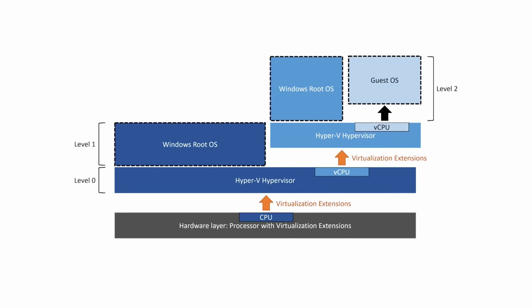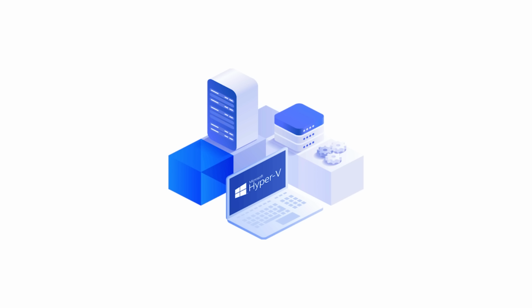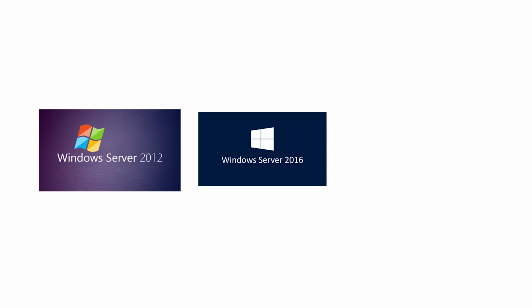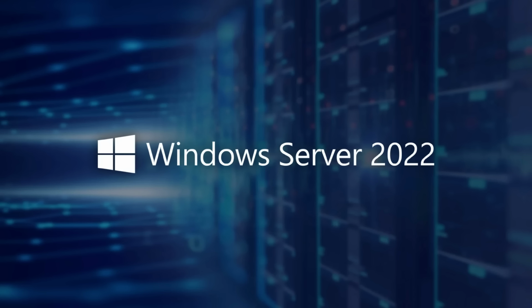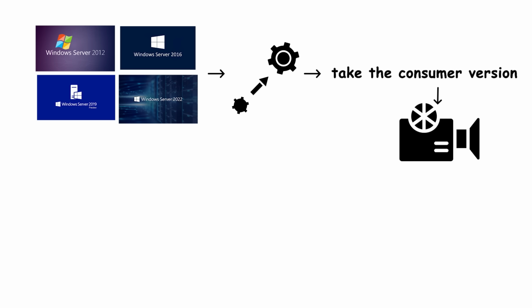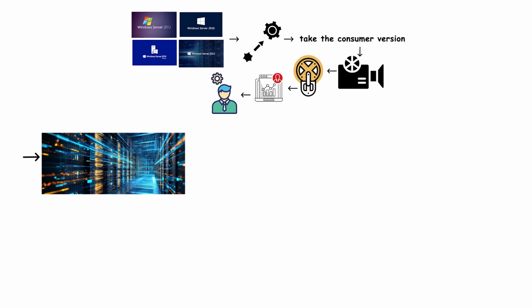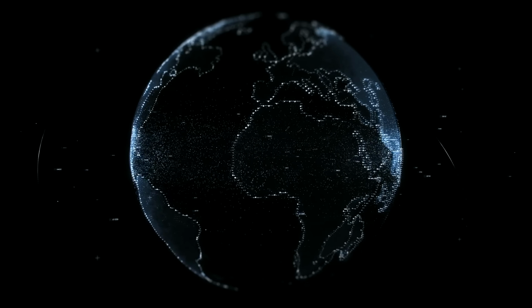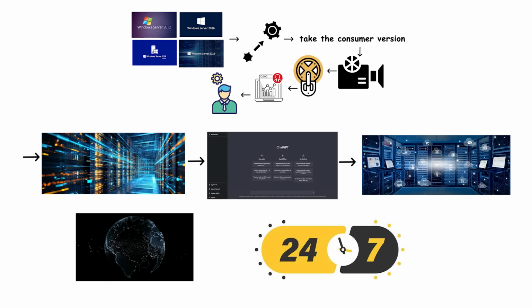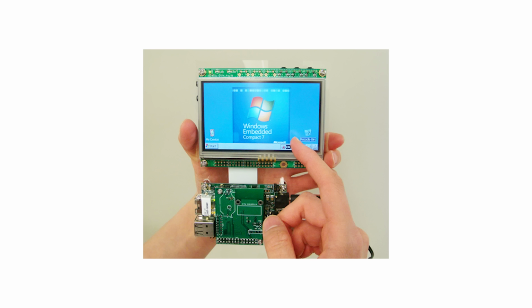Features like Hyper-V virtualization let one physical machine run multiple virtual servers, a huge deal for data centers trying to save space and power. Later versions such as Windows Server 2012, 2016, 2019, and now Server 2022 followed the same evolution cycle. Take the consumer version, strip out the entertainment fluff, crank up the stability, and give administrators more control than any normal human should have. These servers quietly power most corporate networks, websites, and cloud services on the planet, doing their jobs 24/7 without anyone ever seeing their desktop.